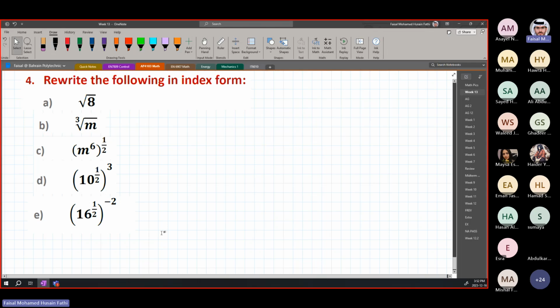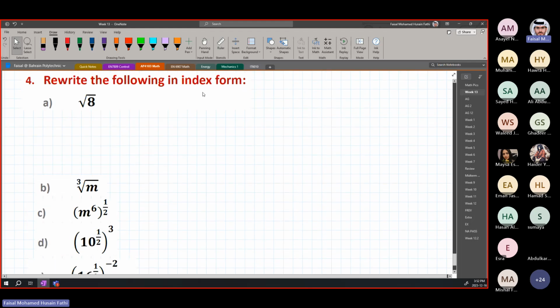So let's start with the square root. Rewrite the following in index form. So we don't want to simplify. Don't just put it in the calculator here. This won't work. You have to write it in index form. The calculator will not show it to you in index form. It will just give you the final answer. So let's go step by step.